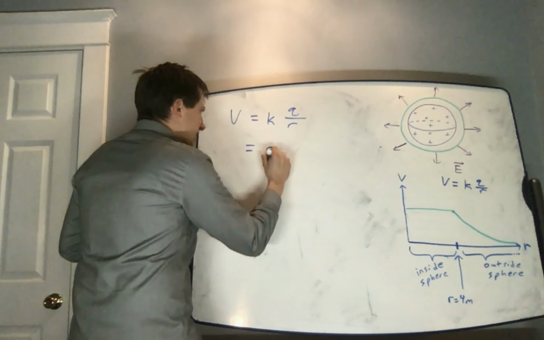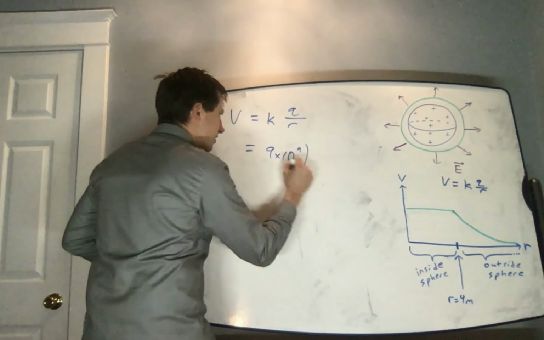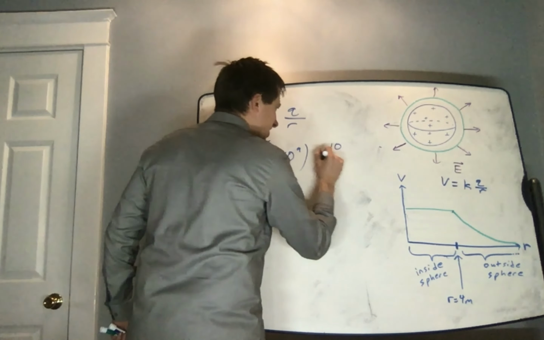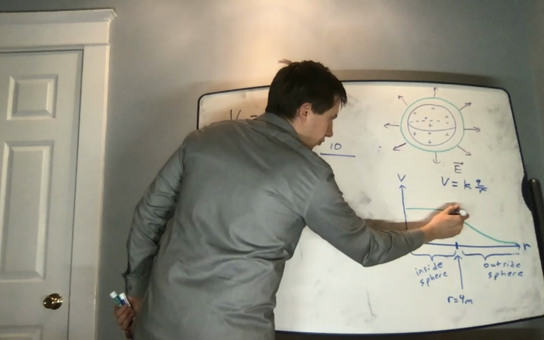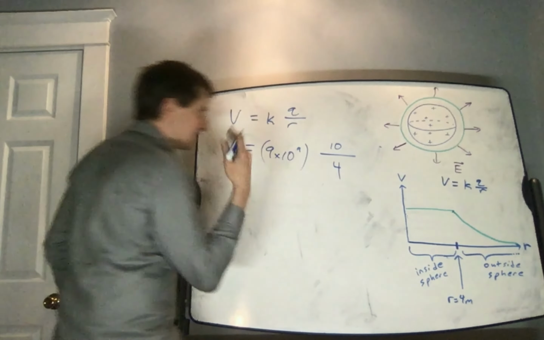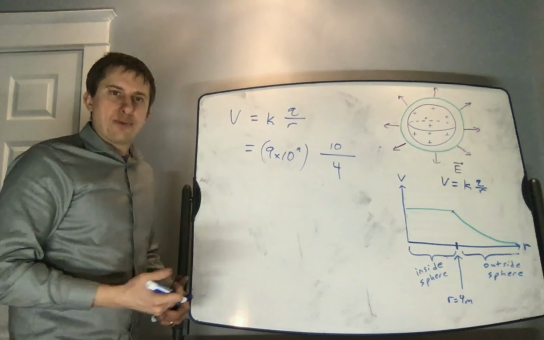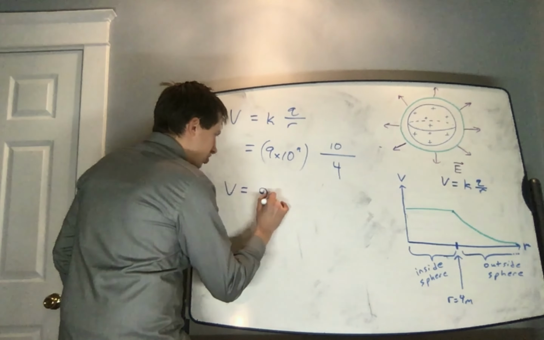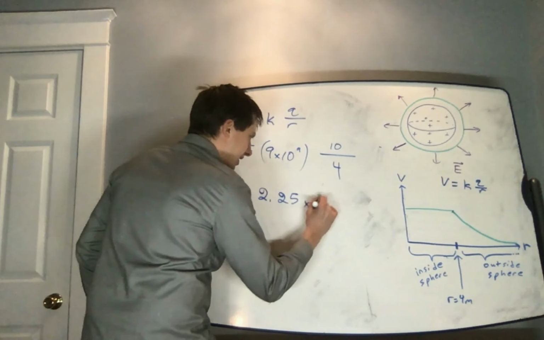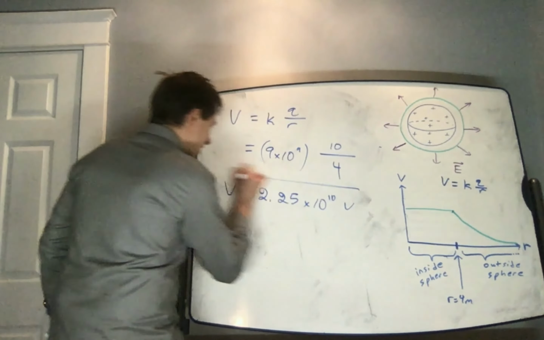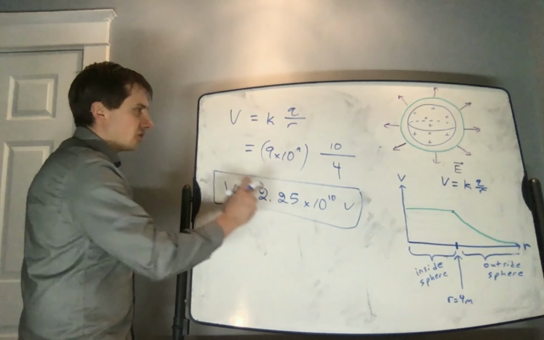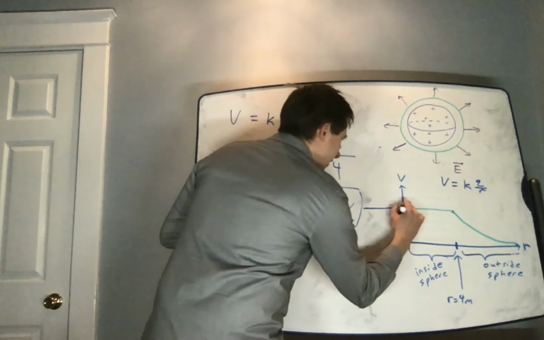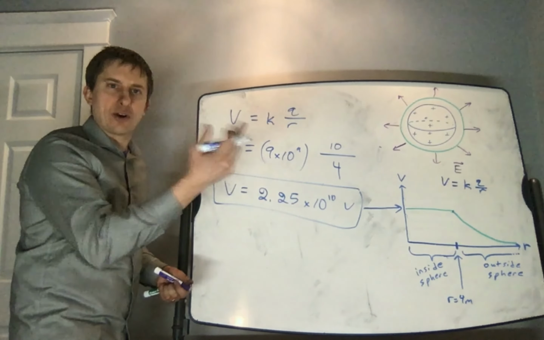K is Coulomb's constant, 9 times 10 to the 9. We'll place a 10 Coulomb point charge at the center of the sphere, and we're going to consider a point 4 meters away from the center of the sphere. And when I put these numbers in a calculator, I find the potential is going to be 2.25 times 10 to the 10 volts. So the electric potential inside the sphere will be a constant 2.25 times 10 to the 10 volts everywhere inside the sphere.